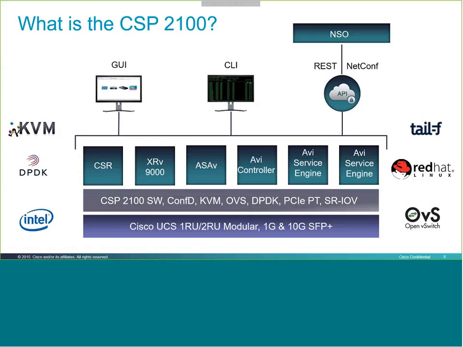So what is the CSP 2100? As Nathan said, this is an NFV appliance, so it comes with everything together, the hardware, the software, so you can be up and running in about 5 minutes. So if we start here at the bottom, it's built on UCS servers, 1 and 2 RU platforms. About a year and a half ago when we started shipping the platform, we had a fixed platform. Now we've just introduced modular platforms, so you can choose the processors you want, how much memory you need, disk drives, which NIC cards that you need and how many.